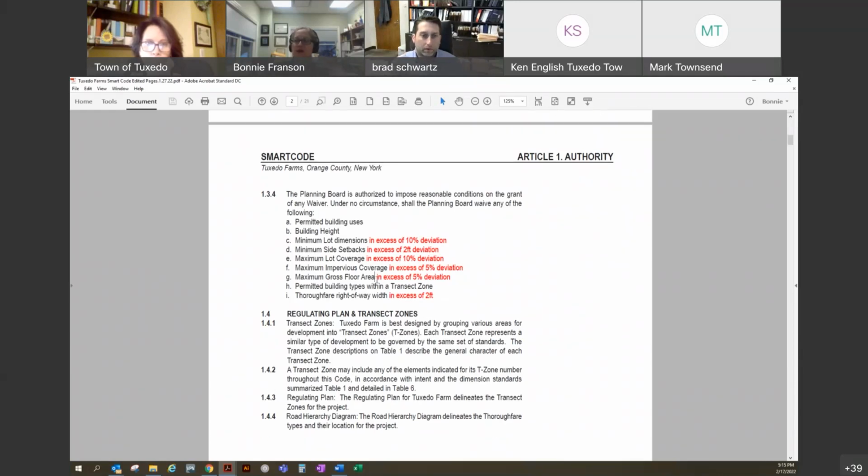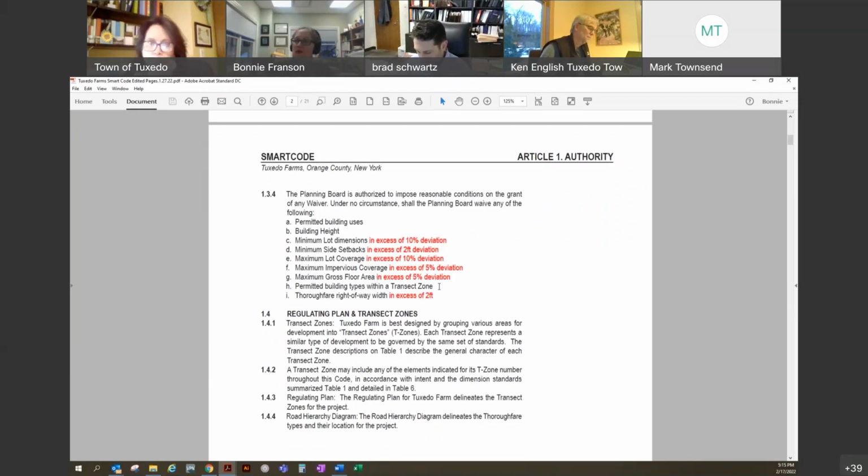Maximum gross floor area, there was this relationship of the size of the house relative to the lot. And again, the town board wanted there to be a relationship of how big a house can be on an individual lot to ensure that a particular character is kept, that it's an attractive neighborhood.